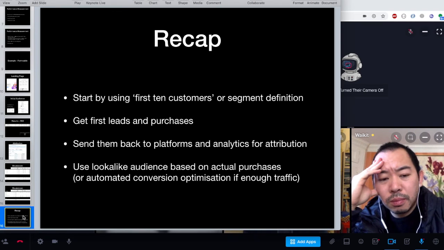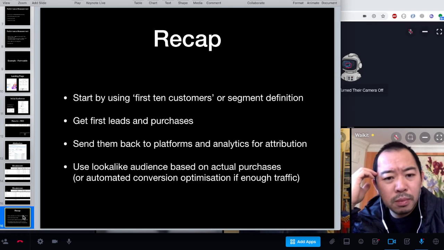And so to recap that, first of all, the great way to start online advertising is to collect the data, segment customers, and get that list of first 10 customers, and define a segment based on that customer persona. The second is get the first leads and purchases, either by online advertising or not, because once you have that, you could send that and create a lookalike audience based on the purchases, which would usually work much better than any sort of segmentation you could do manually.